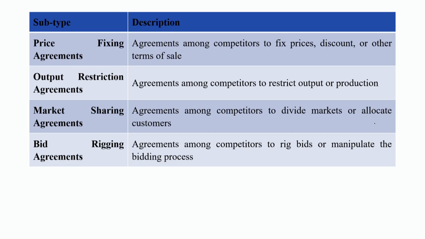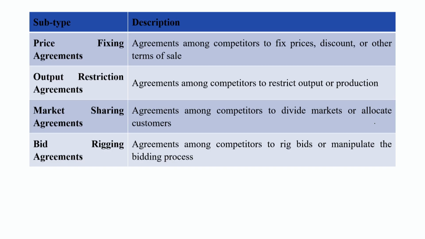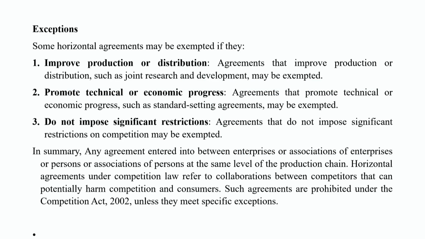the bidding process. So a horizontal agreement is an agreement which takes place between parties at the same level of different supply chains, and it can be categorized into 4 types: price fixing, output restriction, market sharing, and bid rigging. But the problem is this is not absolute. That means there are some exceptions.